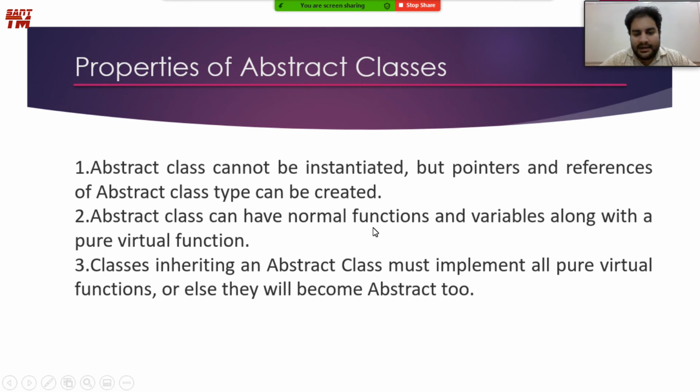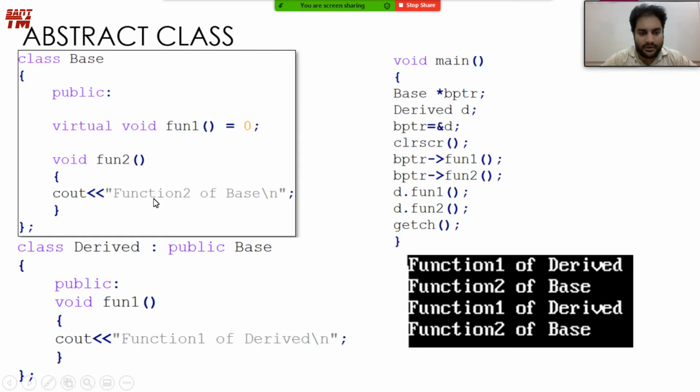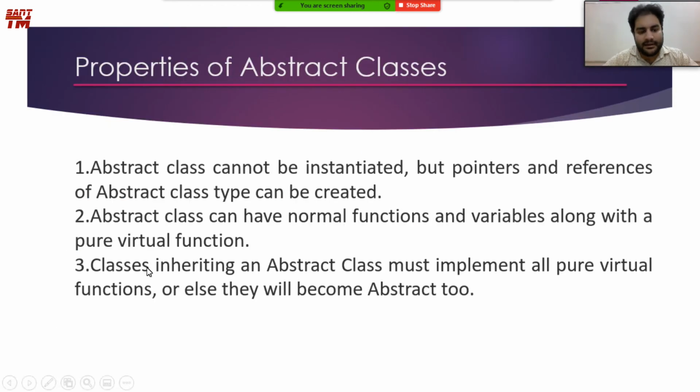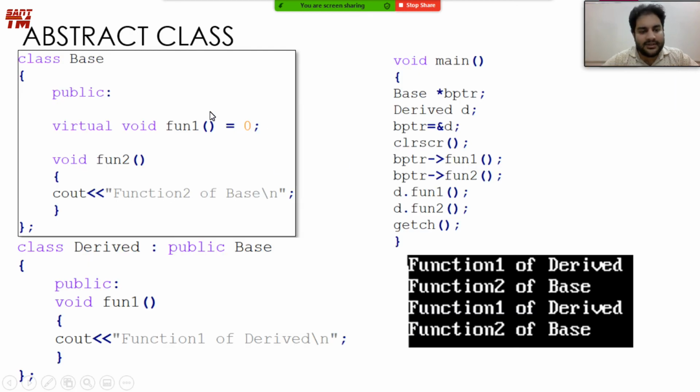Second point, an abstract class can have normal functions and variables along with a pure virtual function. See, here there is a normal function also along with the pure virtual function. So any number of normal functions and normal data members can be there, but one pure virtual function is a must in an abstract class. Classes inheriting an abstract class must implement all pure virtual functions or else they will become abstract too. I already told you, if this one is not implemented in the derived class also, then this pure virtual function which is inherited here will not be able to find its definition here. When it is not able to find the definition here, this derived class will also become abstract logically.